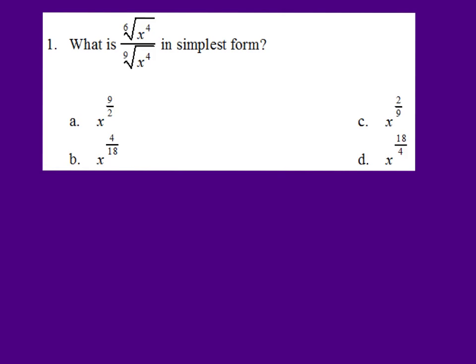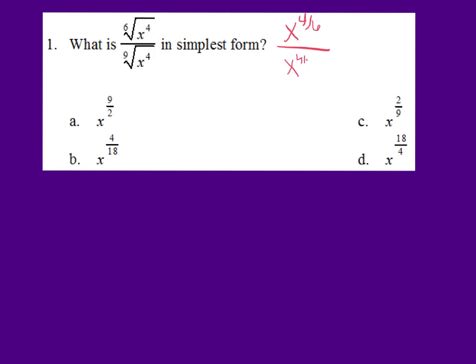So the first problem here wants us to simplify this division problem between two different radicals. Now, the first thing I see is that I do have two different index values here. So I can't just look at these as they are now. What I need to do is change them from radical form into exponential form. So when I change the top into exponential form, I will have x to the 4/6. The denominator will be x to the 4/9.